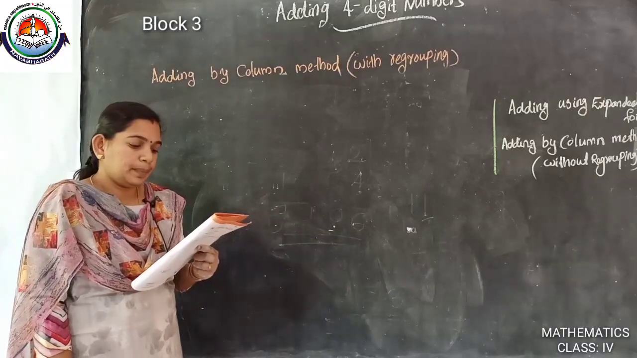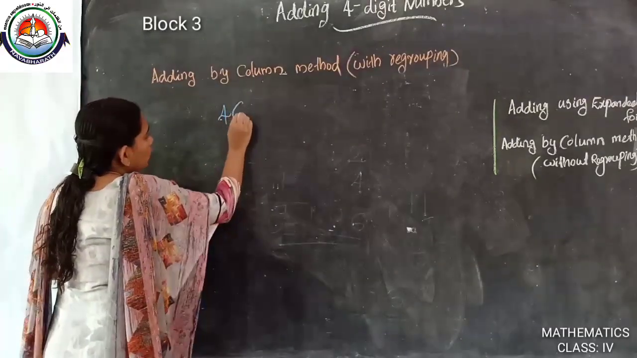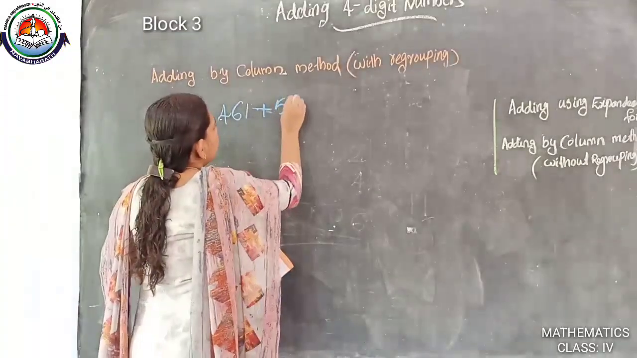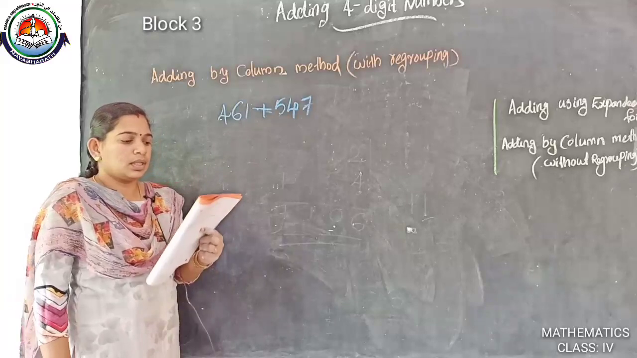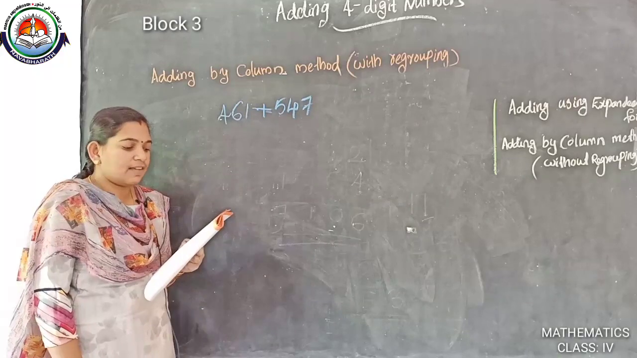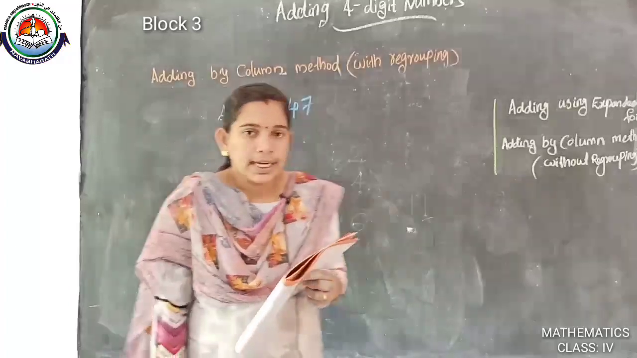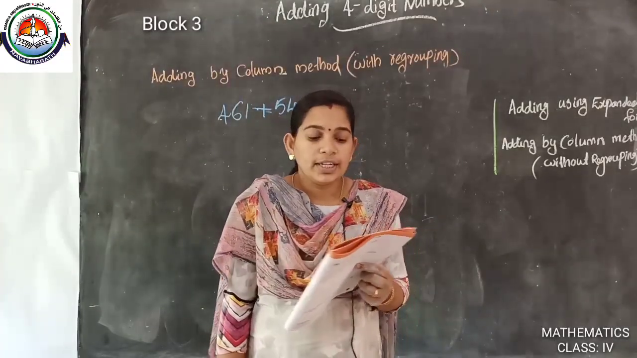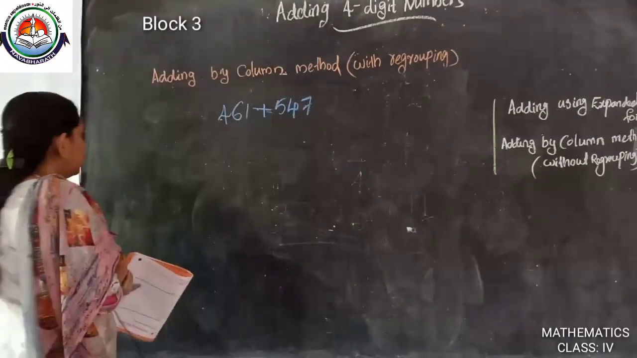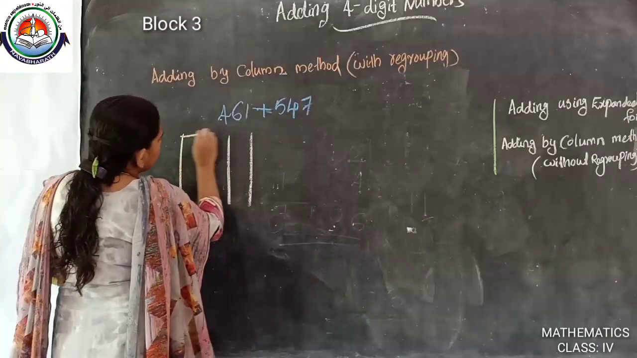Mega solved 461 plus 547 as shown here. Okay, I will draw it here. There are 3 digits only, so 3 columns are enough.